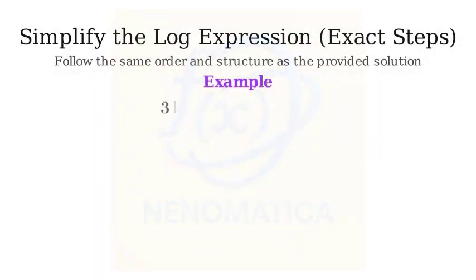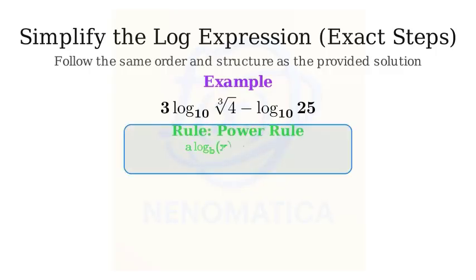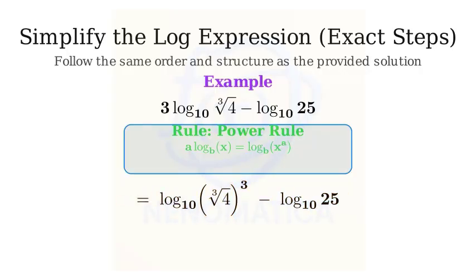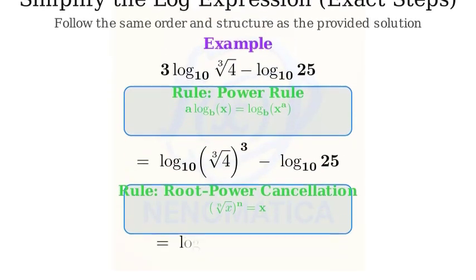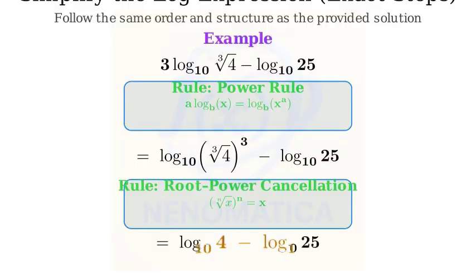Here is the original expression. We'll keep it on screen and then write each transformation line directly below it without changing the order of steps. Step 1. Apply the power rule of logarithms to the very first term. 3 times log base 10 of the cube root of 4 becomes log base 10 of the cube root of 4 raised to the third power. The second term is unchanged. Step 2. A cube root raised to the third power cancels, leaving just 4. The subtraction with log base 10 of 25 remains.